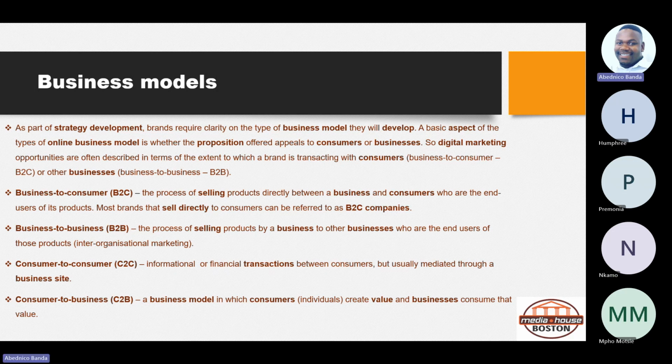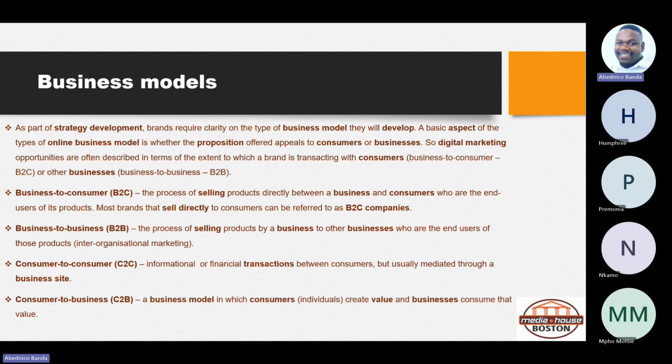Okay, it just doesn't end there. We also have consumer to business, C2B. Remember, there's B2C, you don't need to be confused. We've got business to consumer, the one that we are more familiar with. Retail stores do that. Then we've got C2B, consumers to business. This is a business model in which consumers, so individuals, create value and businesses consume that value.